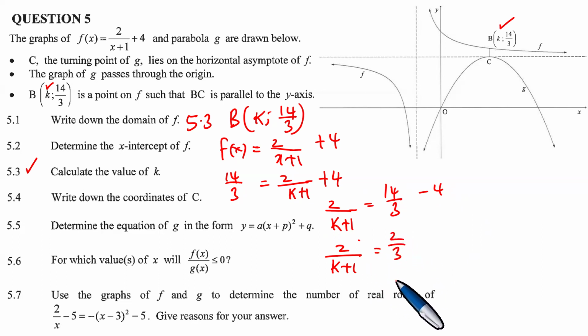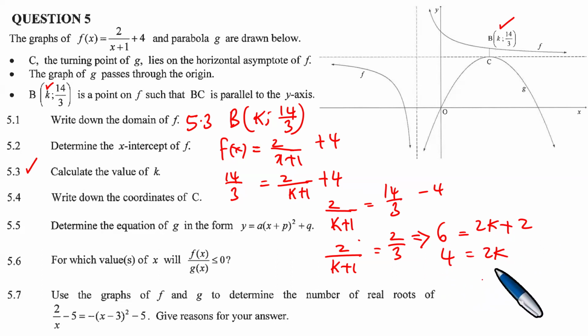We cross-multiply this, and what are we able to achieve out of this? We have 3 times 2, giving us 6, equals 2 times k plus 2, which is 2k plus 2. As a consequence, we have 6 minus 2, which is 4, equals 2k, divided by 2, which means 2 is equal to k.